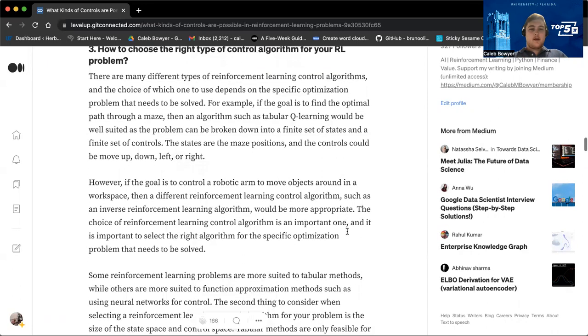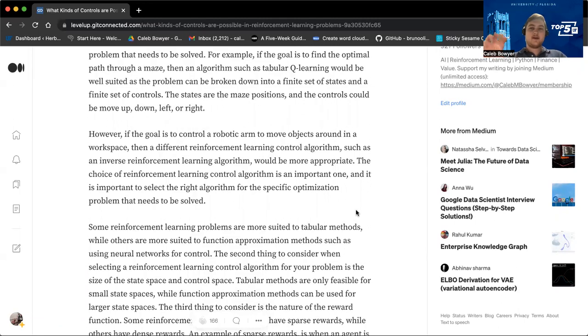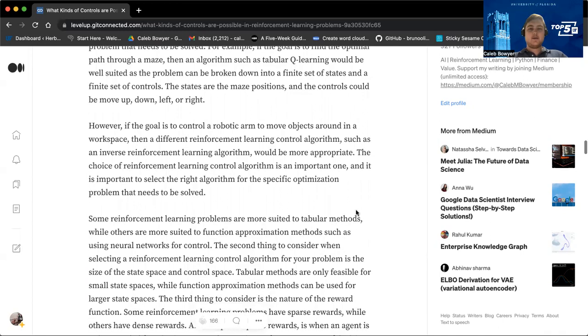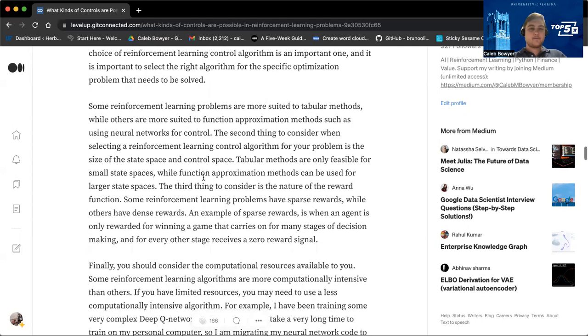However, if the goal is to move a robotic arm to move objects around in a workspace or a task space, then a different kind of RL control algorithm is needed, one that is capable of working with continuous spaces and continuous controls. The choice of RL control algorithm is an important one, and it is important to select the right algorithm for the specific optimization problem that needs to be solved.